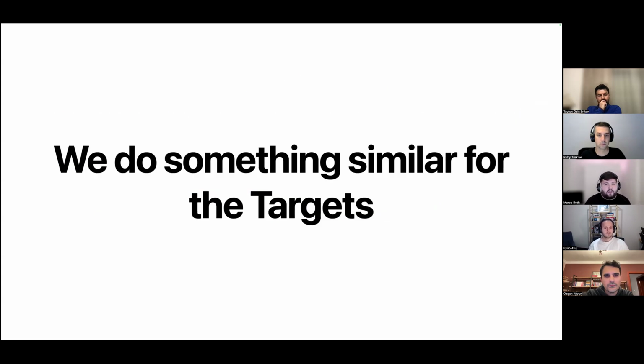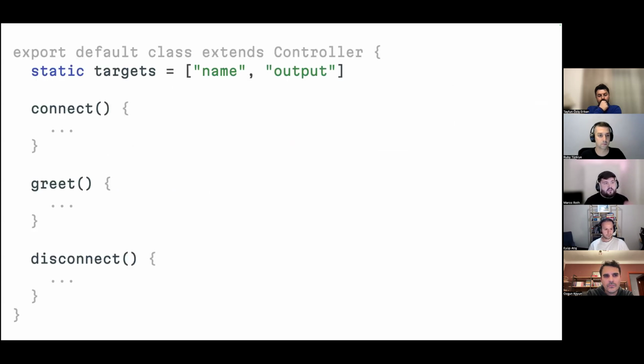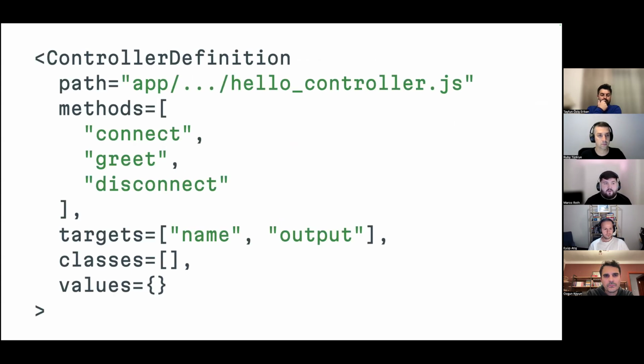We do something very similar for the targets and for the other APIs we have. And this turns this controller with the targets and the method names into an instance of our control definition class that looks like this. We have the path, we have the methods as strings of the methods it defines, and we have the two targets as strings, so we can actually work with that now.